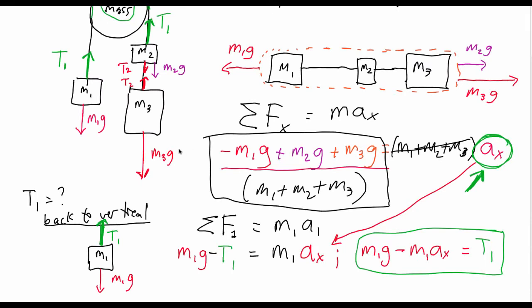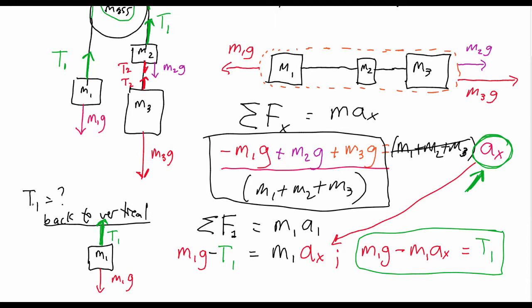Now, let's figure out what is the tension on one of the other objects. Let's figure out what is T2. What's the tension right there in between these two? That's a little bit tougher. We got to decide which object we want to analyze, M2 or M3.